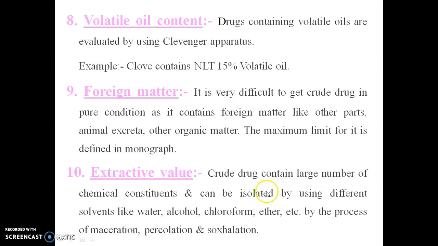Extractive value: the crude drug contains different kinds of chemical constituents which are soluble in different solvents. On that basis, solvents such as water, alcohol, chloroform and ether are used, and the constituents are extracted by processes such as maceration, percolation and sonication.